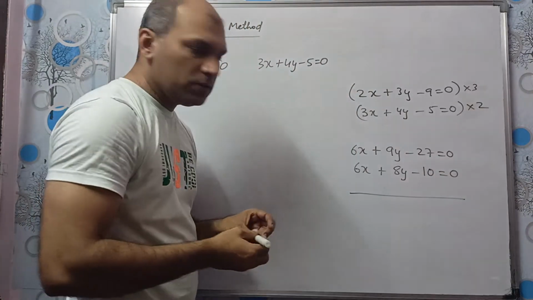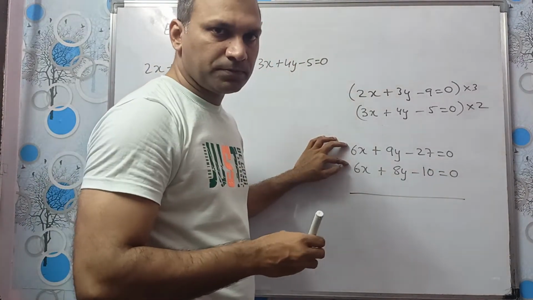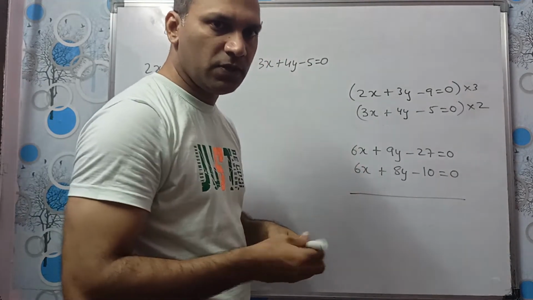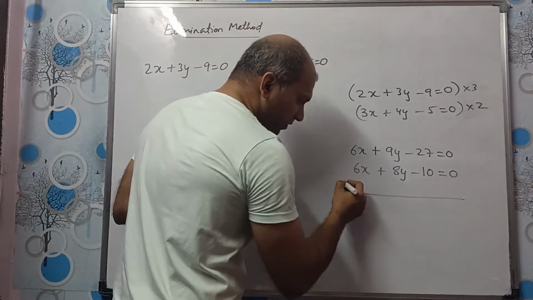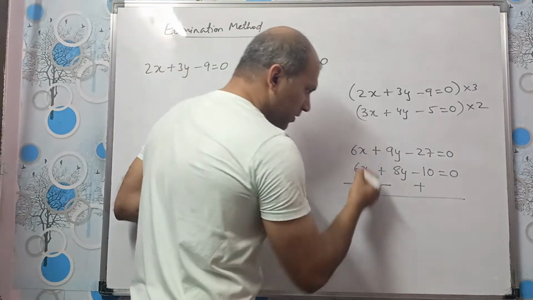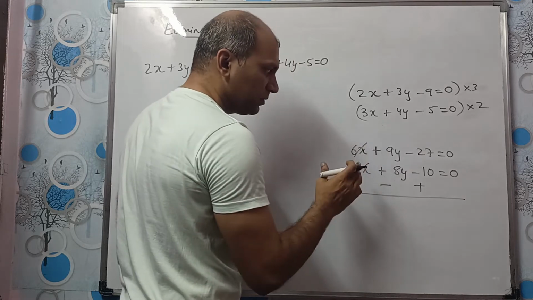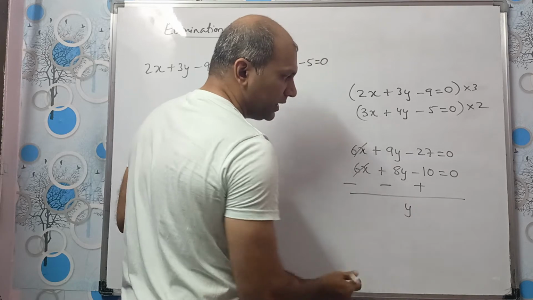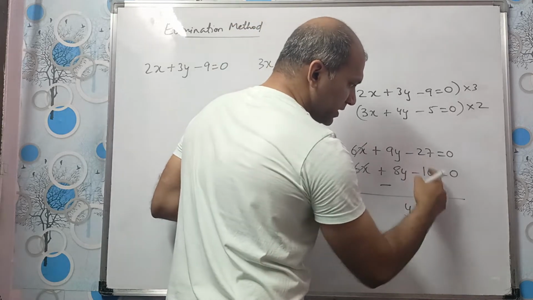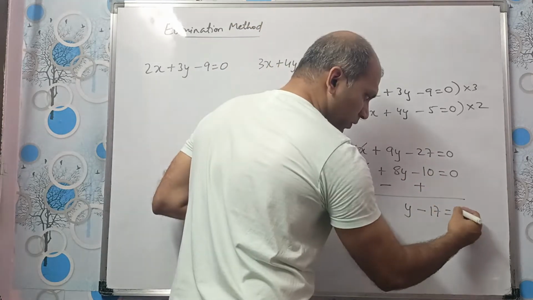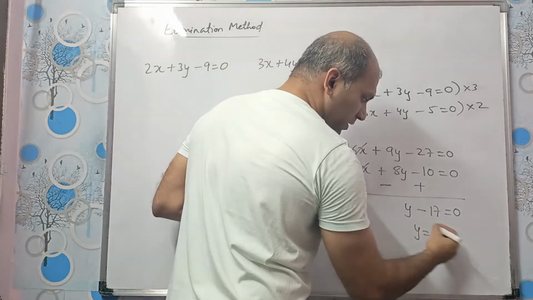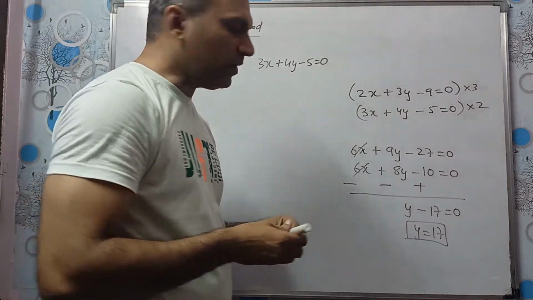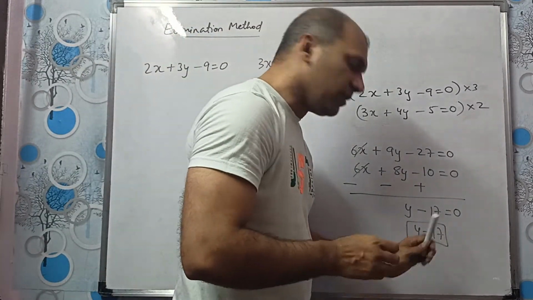Okay. Now x values became same. So it is 6x. If we subtract, 6x minus 6x will become 0, right? So let us subtract this. When we subtract, we change the signs. So 6x minus 6x is 0. 9 minus 8, 1. It is 1y, or we can write y also, right? Minus 27 plus 10, minus 17, is equal to 0. So y will be equal to how much? Plus 17. Minus goes on the other side, becomes plus. So the value of y is equal to 17.